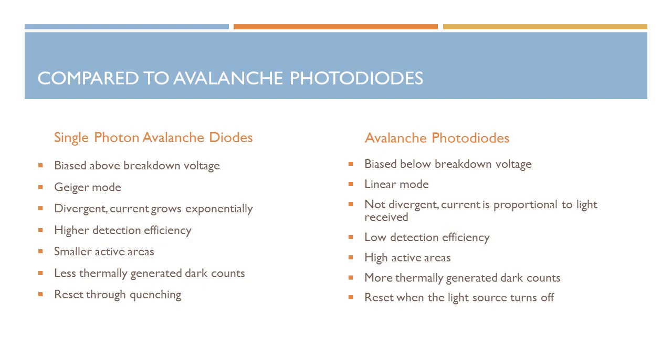The single-photon avalanche diode has a higher detection efficiency due to its smaller active area, and the smaller active area results in lower dark counts. The reset mechanism also differs between the two. Rather than quenching, the avalanche photodiode resets when the light source is extinguished and does not turn back on until the light source is turned on again.